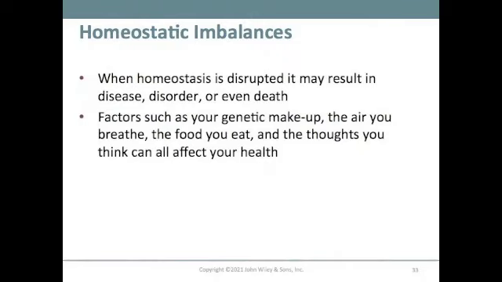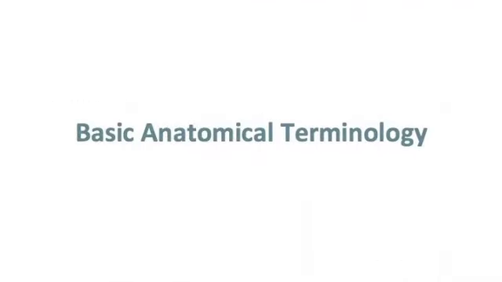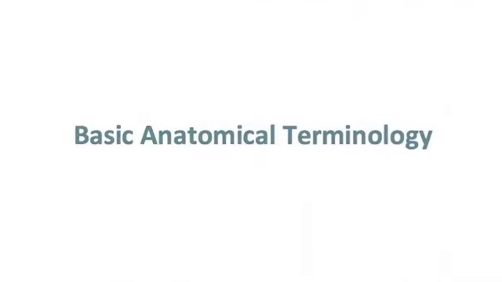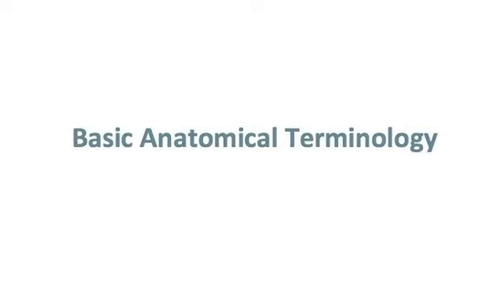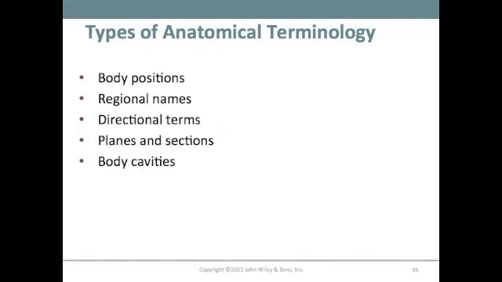Homeostatic imbalances. So I was just talking about this a few minutes ago. When homeostasis is disrupted, it may result in disease, disorder, or even death. Factors such as your genetic makeup, the air you breathe, the food you eat, and the thoughts you think can all affect your health. Now, another very important takeaway from this chapter is the terminology of anatomy. So what we need to become familiar with, in addition to the negative and positive feedback loops and the systems of the body, is also basic anatomy terminology that we will use throughout this course, throughout A&P 2.